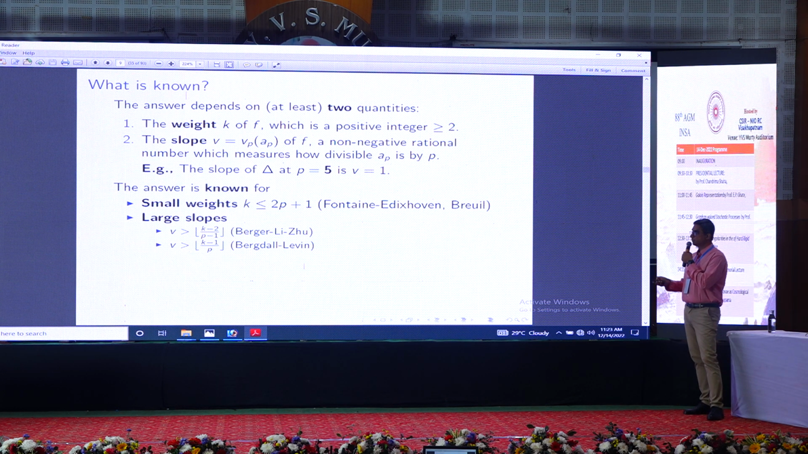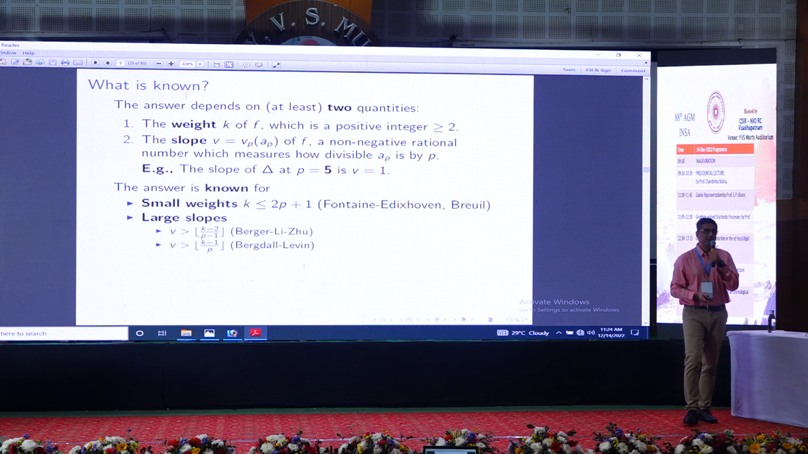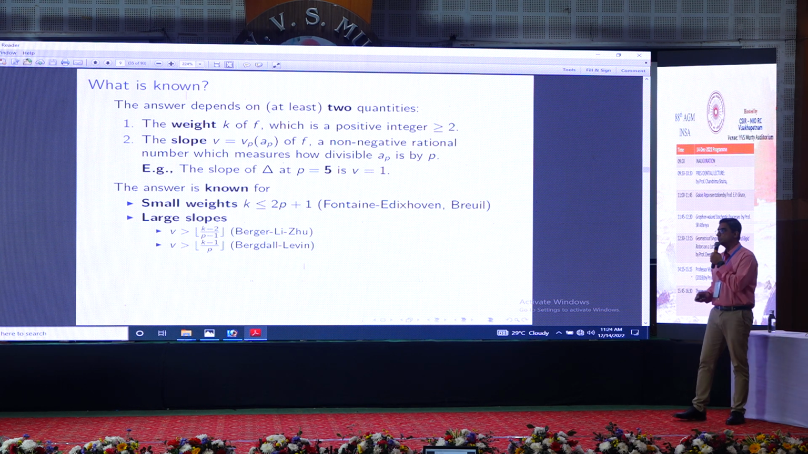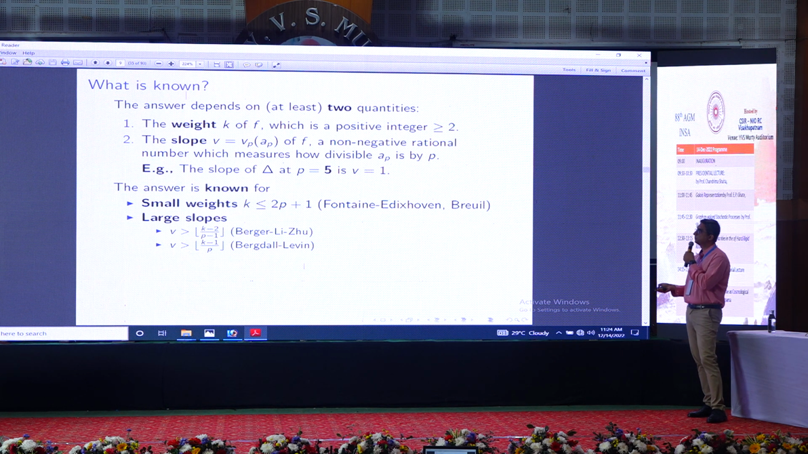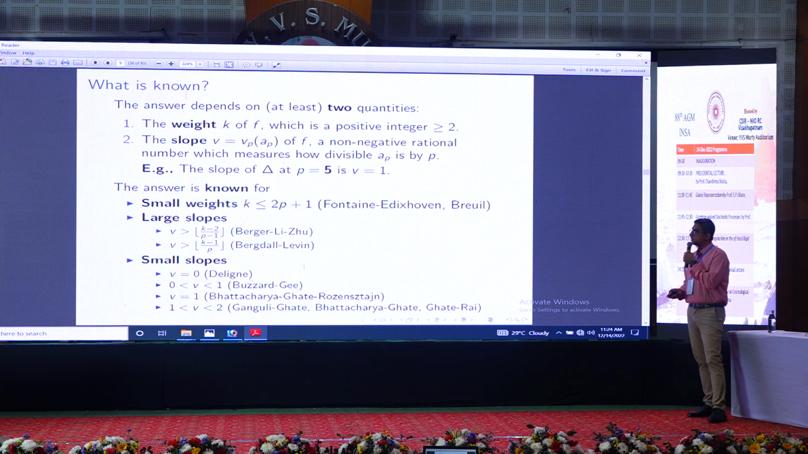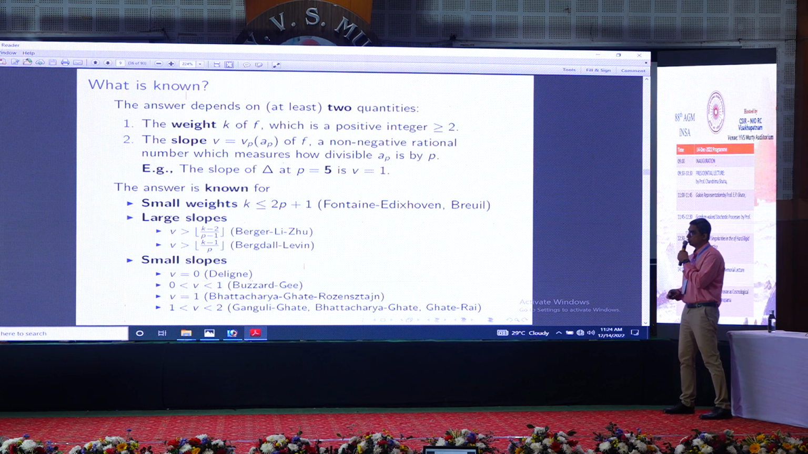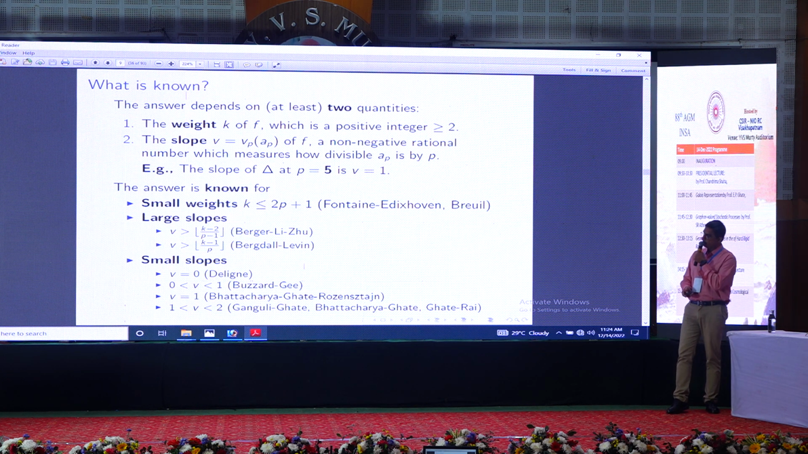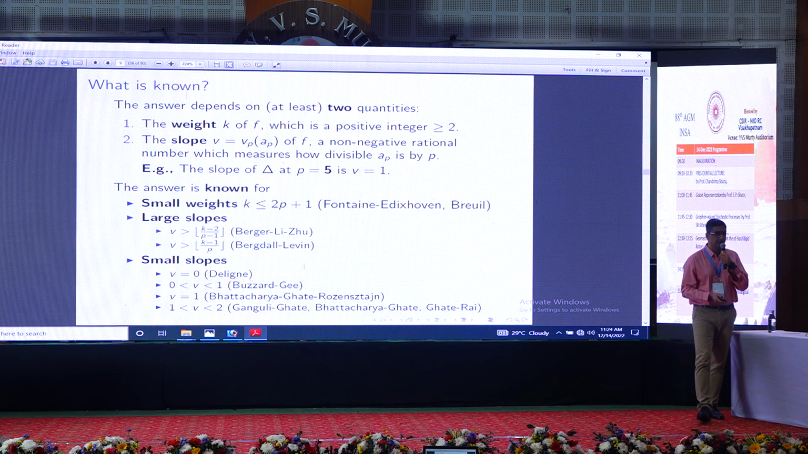It's also known for large slopes, if V is bigger than the floor of (K minus 2) over (P minus 1), etc. Remember, V was the slope. I wish this pointer was working, but it's in point 2 there. It's how divisible your Pth Fourier coefficient is by P. So you can think of it just as an integer, but in general, it's a rational number. It's also known for some small slopes. For V equals 0 by Deligne, for example, P doesn't divide AP at all. The answer is very easy in that case. It's known for slopes essentially up to slope 2 by various people here. Completely known in these cases.